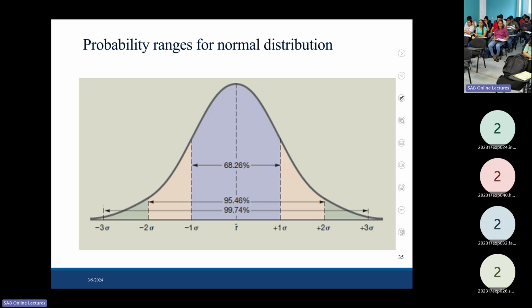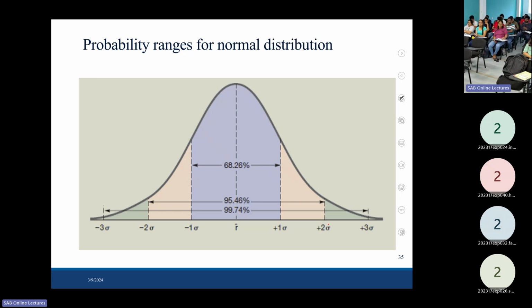In a normal distribution, if the stock returns are normally distributed, you can interpret it like this. You have 99.74 confidence that the expected value is within 3 standard deviations. You also have 95.46 confidence that your expected value will be within 2 standard deviations. And you have 68.26 confidence, or probability, that your expected value is within 1 standard deviation.